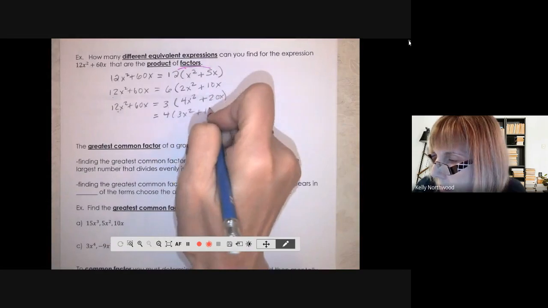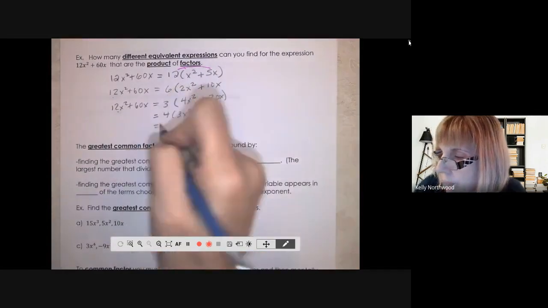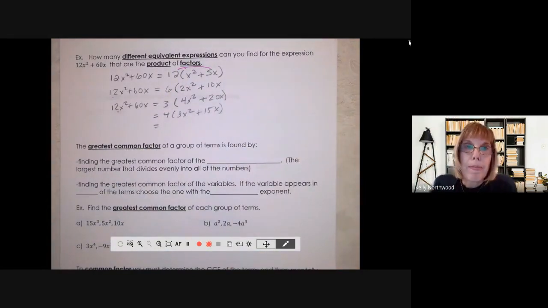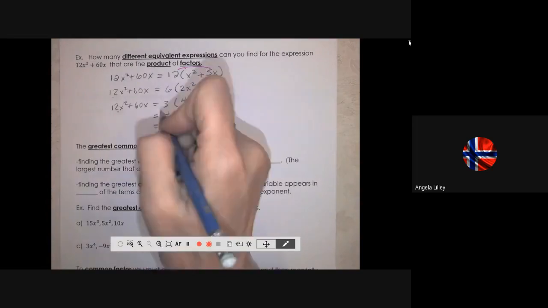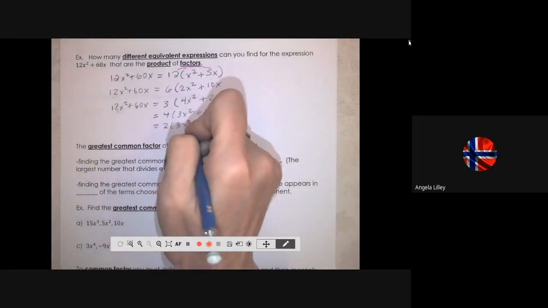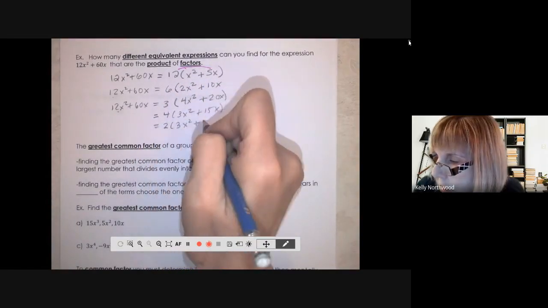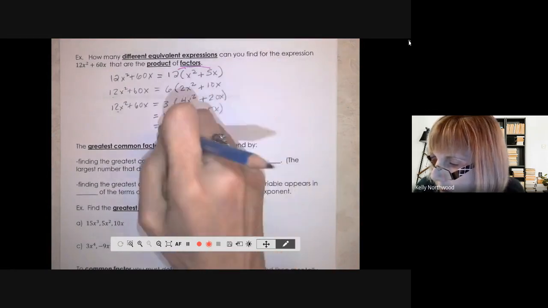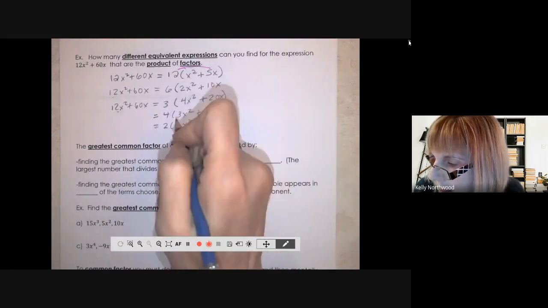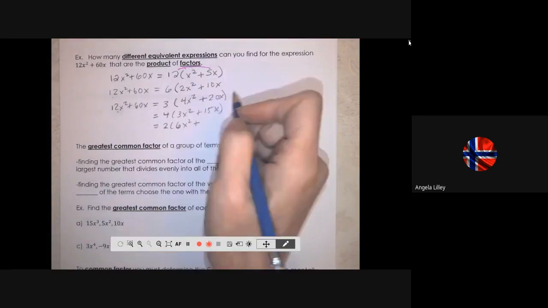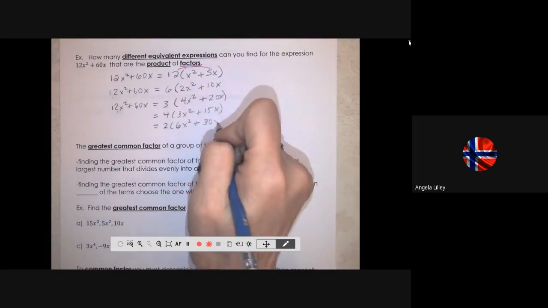Yeah. Another one. Anyone got another one? Two bracket 3x squared plus 15x. Close. If the 2's out front, then you need a 6. Sorry, it's 2 times 30. It's 30. Yeah. I read the wrong line.